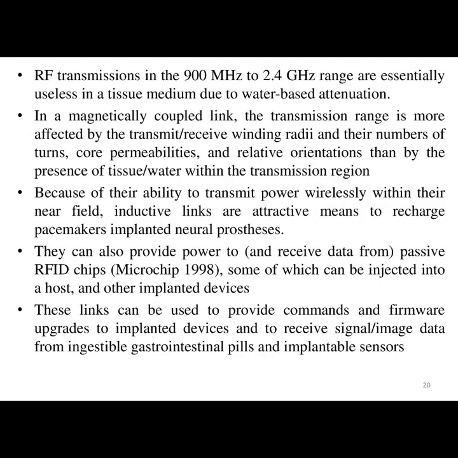RF transmission in the 900 MHz to 2.4 GHz range is essentially useless in a tissue medium due to water-based attenuation. In a magnetically coupled link, the transmission range is more affected by the transmitter-receiver winding radii and their number of turns, core permeabilities, and relative orientation than by the presence of tissue water within the transmission range.